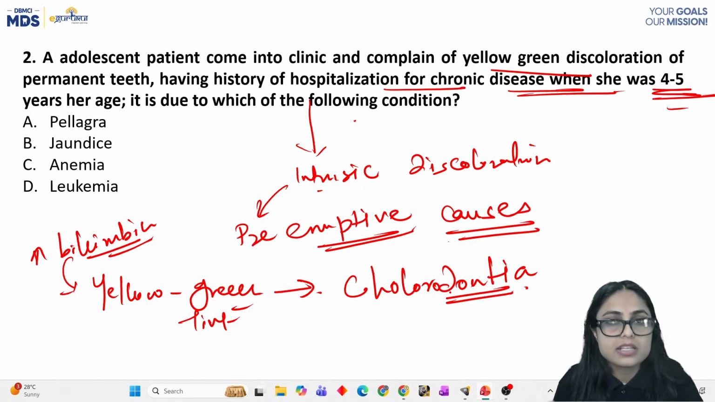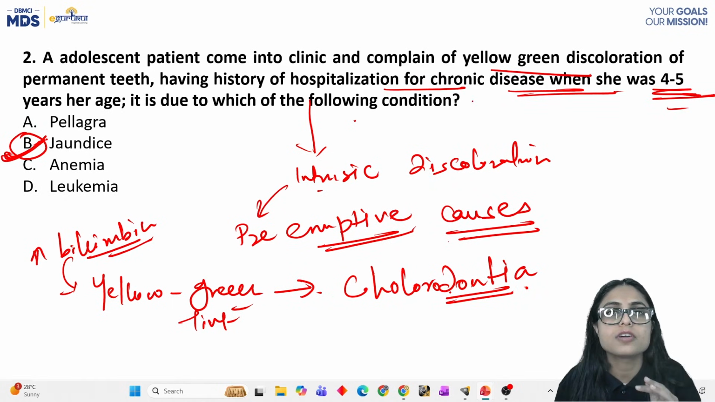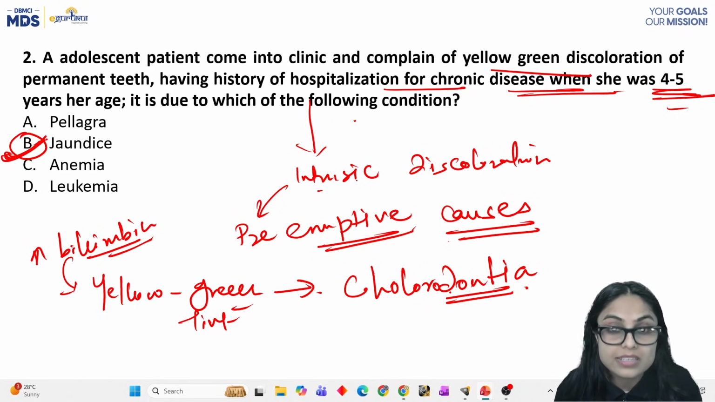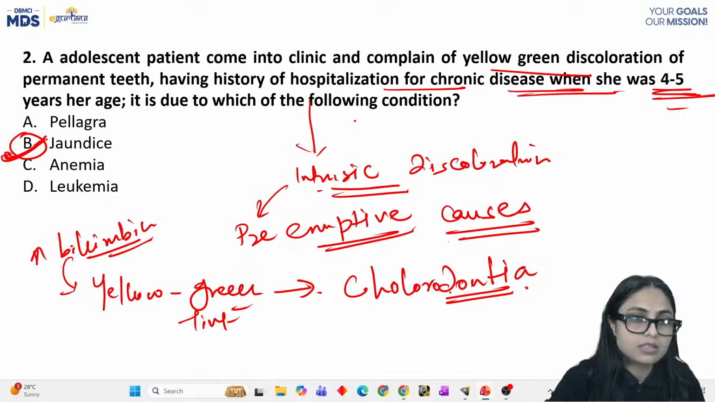We have sickle cell anemia. I'll give you the list of the diseases, but here what should be our answer? Jaundice. Yellow green discoloration of teeth. If patient has got history of jaundice during her developing or pre-eruptive stage of permanent teeth, then this discoloration can be caused due to the jaundice. So this is our answer.